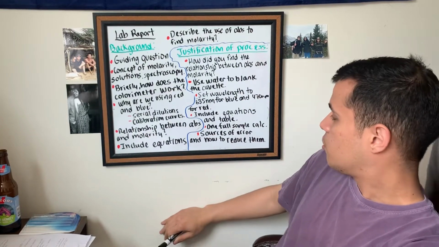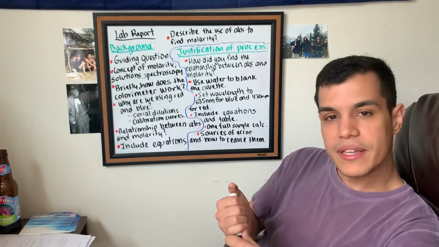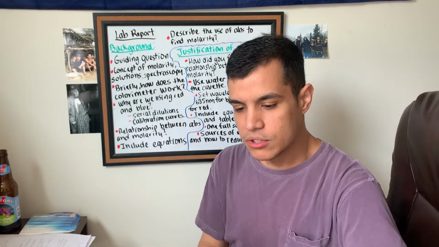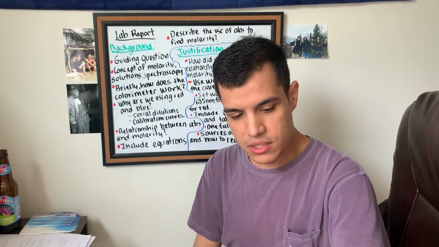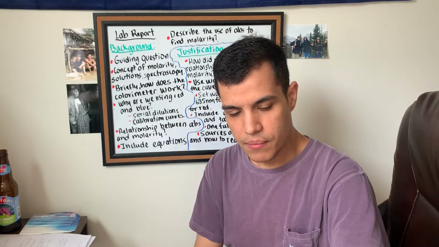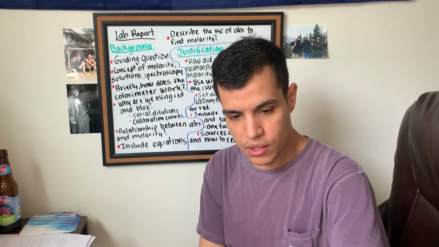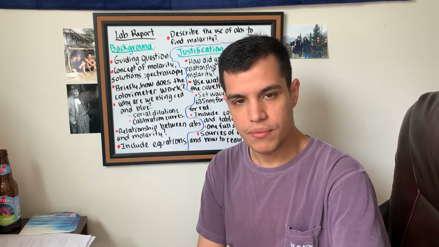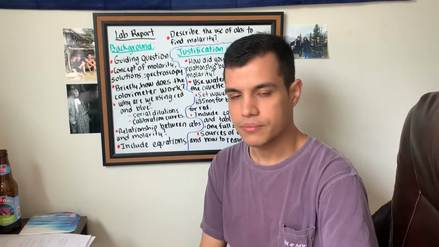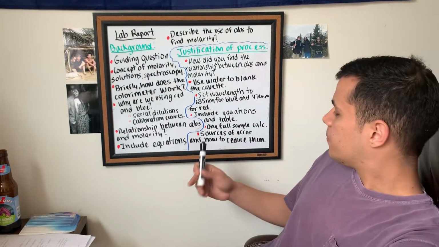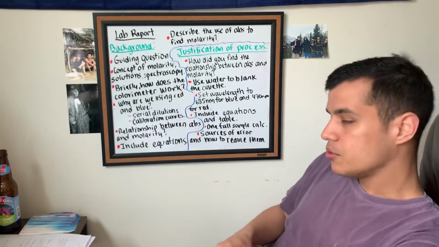I want you guys to show me one full sample calculation, meaning, how do you go from the absorbance of your purple solution to the concentration of red or blue in that purple solution? And sources of error and how to reduce them.